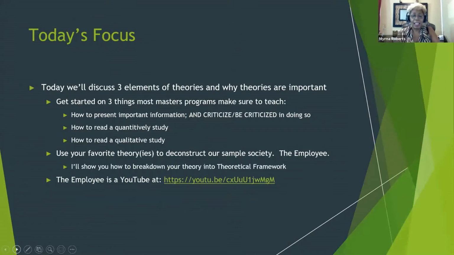So today, in this lesson, I will reintroduce you to three elements of theories: epistemology, axiology, and ontology. You already know about that. I'll discuss why theories are important and how you use them in academic writing, which is your theory paper. And to complete this exercise, you must first watch the employee video, which is our sample society. I use that video as my sample society. I use it all the time.